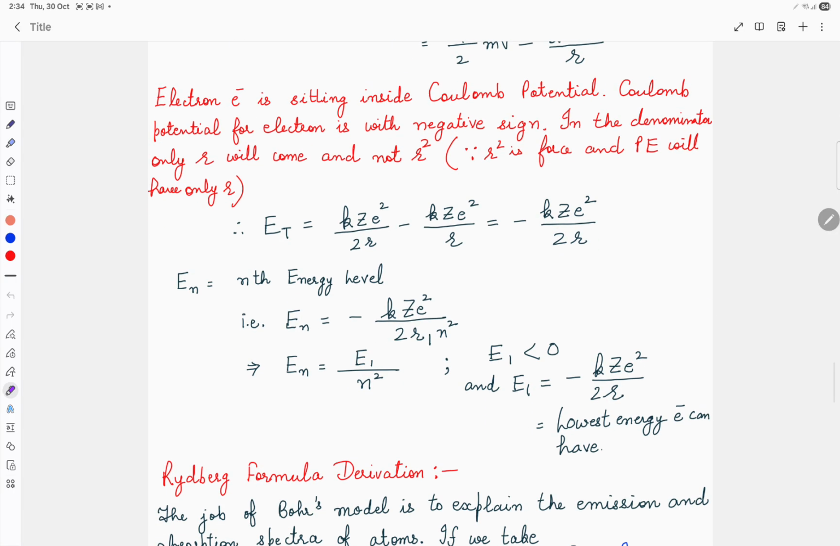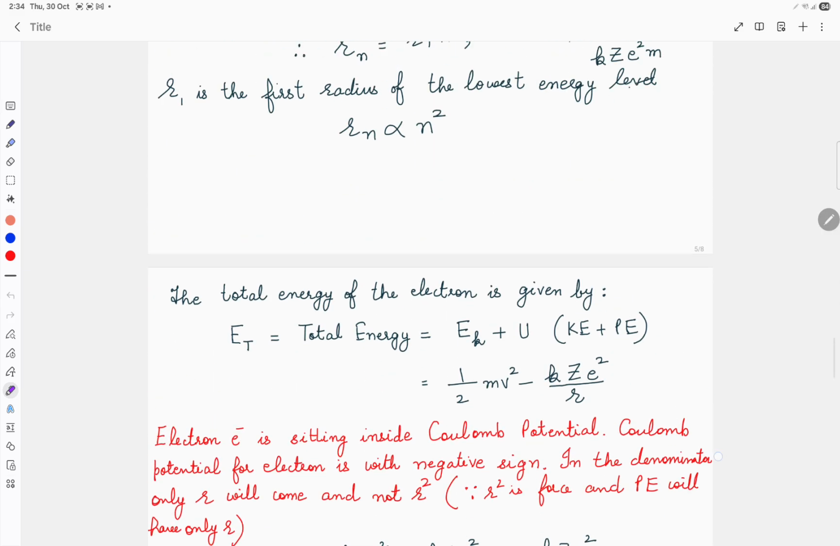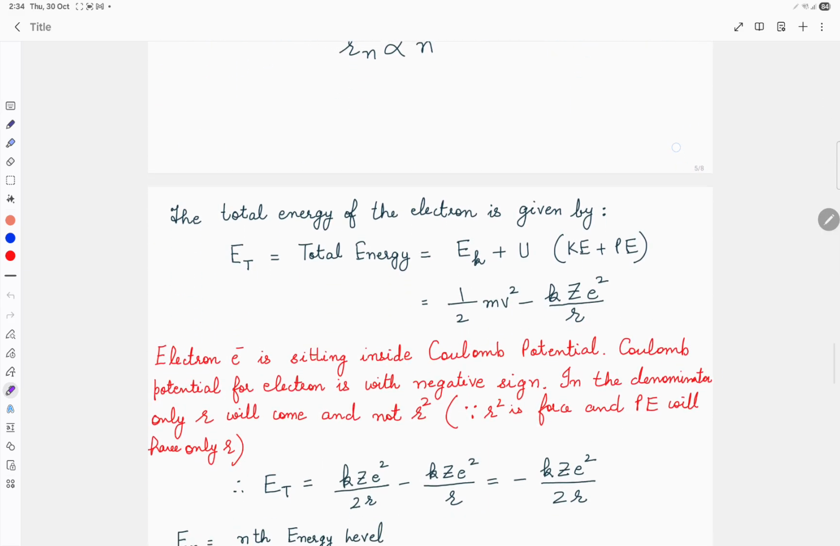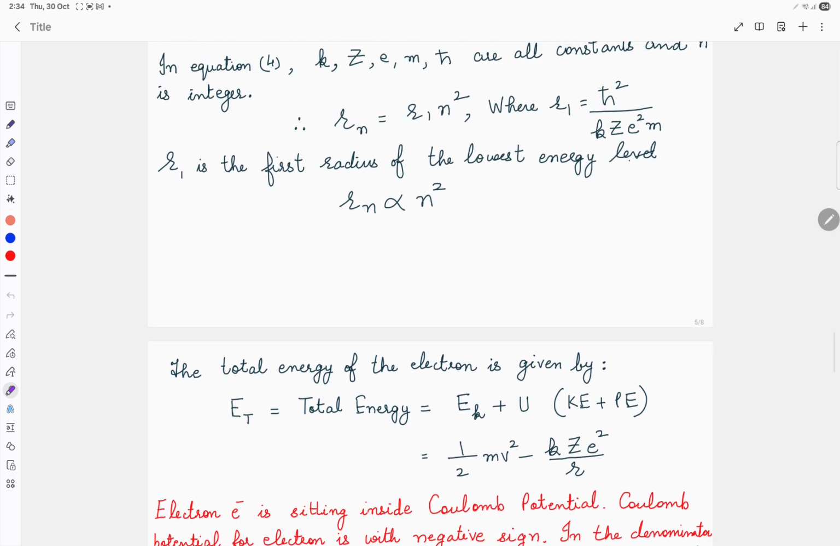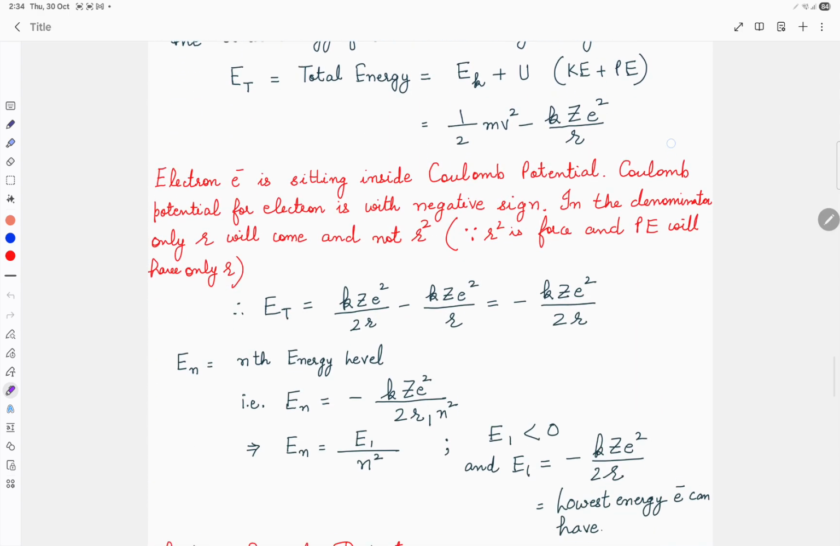Now we know that the nth energy level is given by the expression we just derived here. We can use this expression of rn equal to r1 into n square.